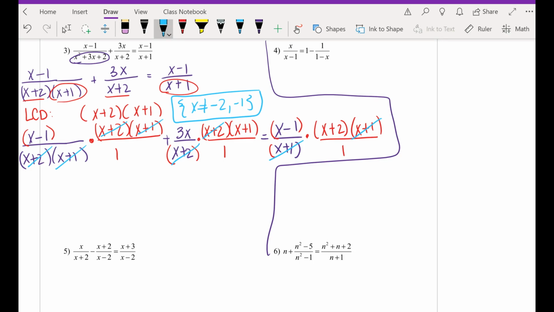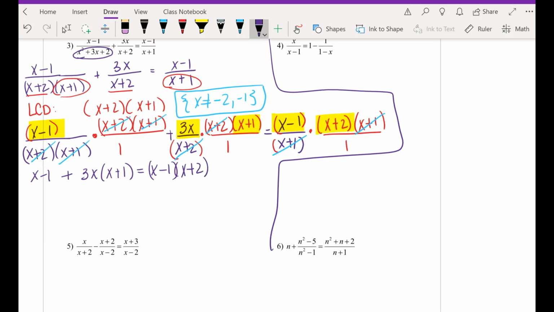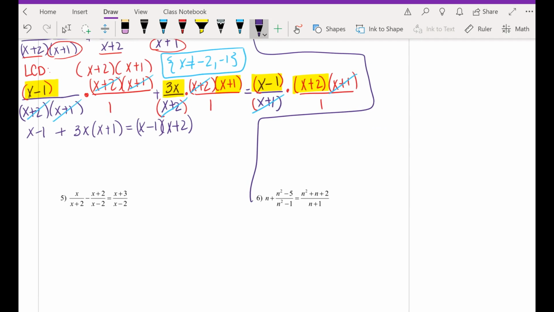Okay, so now let's distribute the remaining pieces. Over here, this is the only piece that's left. Over here, this piece and that piece. Over here, this piece and that piece. So what I'm going to do is write all the remaining pieces first. Okay, x minus 1. That's the piece that's left. Plus this one says 3x times x plus 1. Those are the 2 pieces left, equals x minus 1 times x plus 2. Okay, so now I want to be organized. I want to write those pieces first before I distribute.